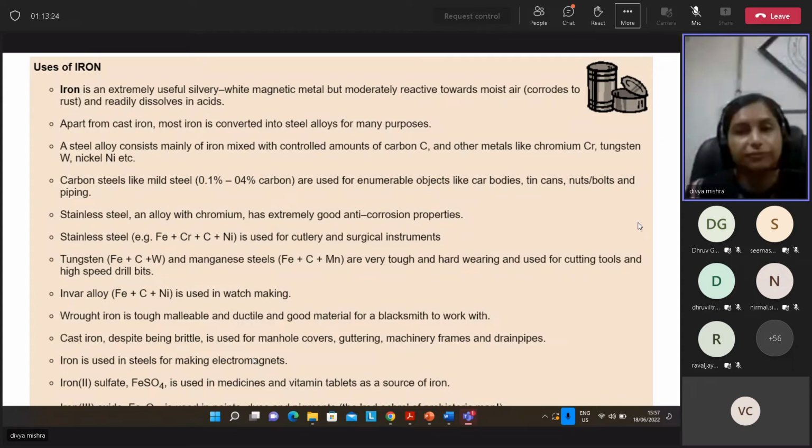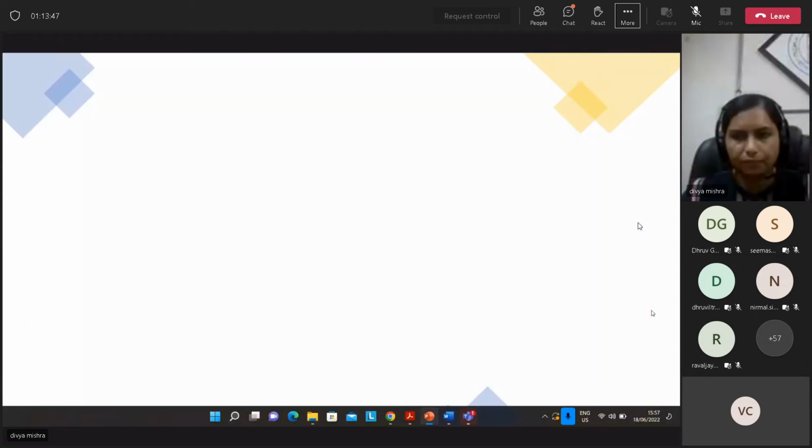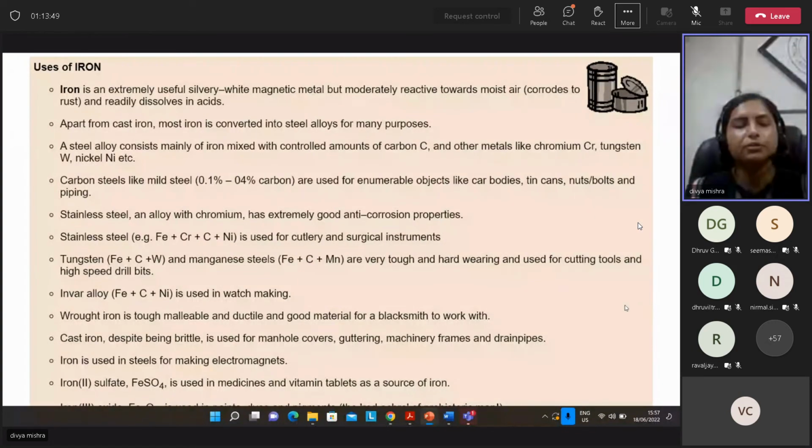Then iron sulfate, that is Fe plus 2, FeSO4, is used for medicinal purposes. It is used in vitamin tablets as a source of iron. Then iron plus 3, that is ferric, is used for other purposes, and its color is yellow. And when it is in plus 2, it is light green color.